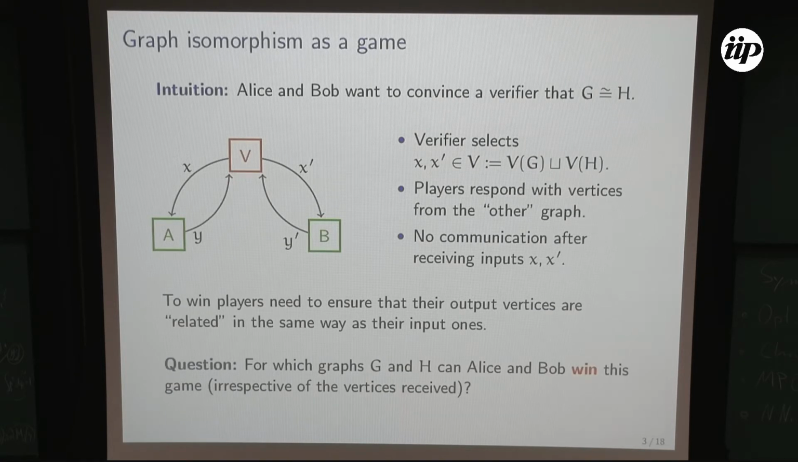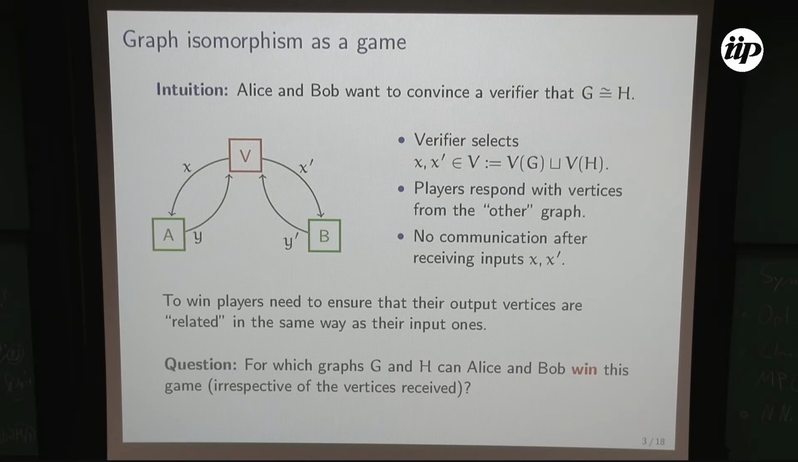We want to know for which graphs G and H can Alice and Bob win this game, for which graphs there exists a strategy which allows Alice and Bob to win this game irrespective of which x and x prime the verifier selected. Whenever I say win, I'm going to mean this: win irrespective of the vertices received.